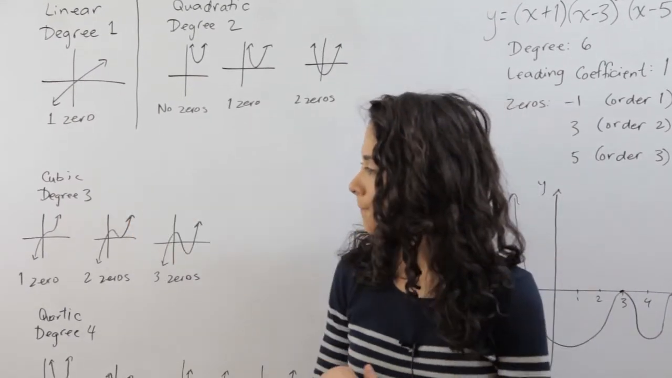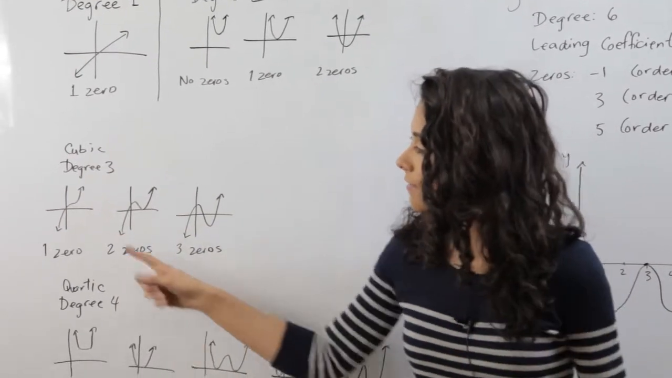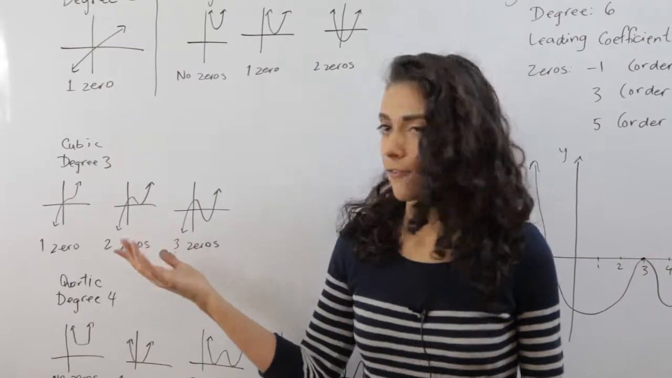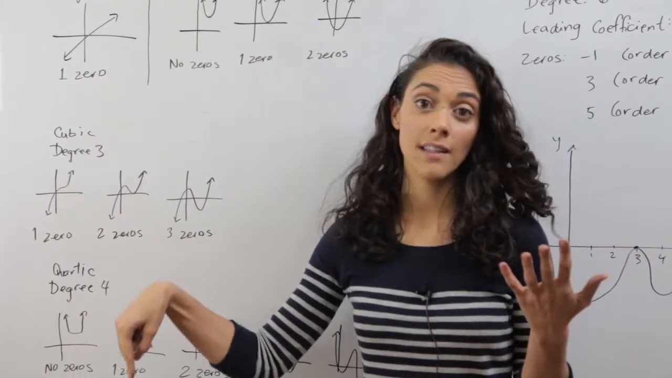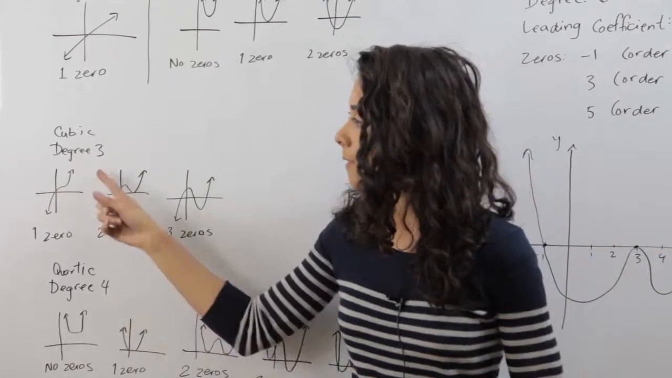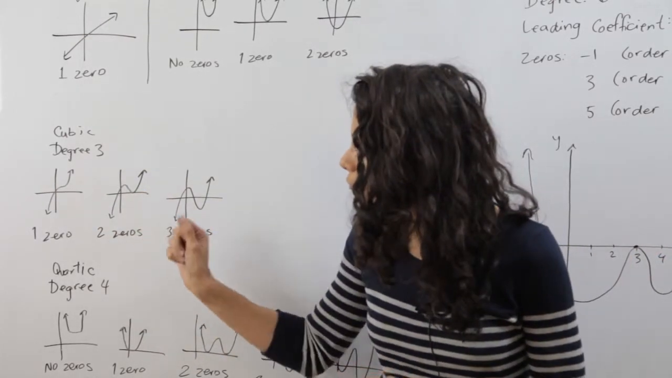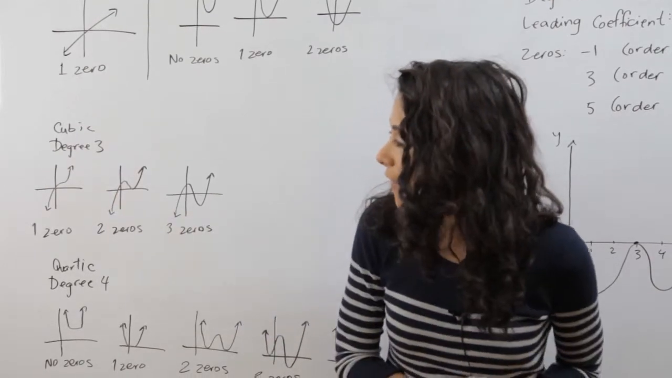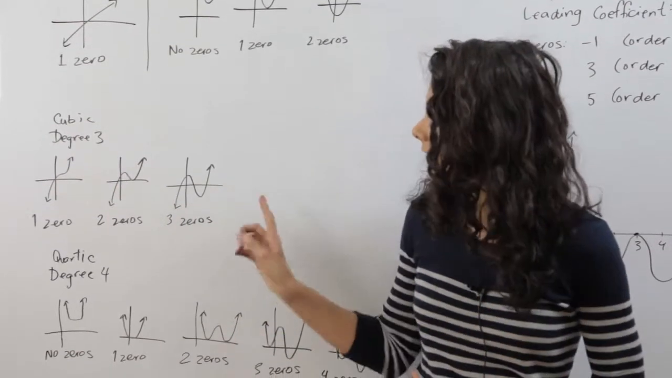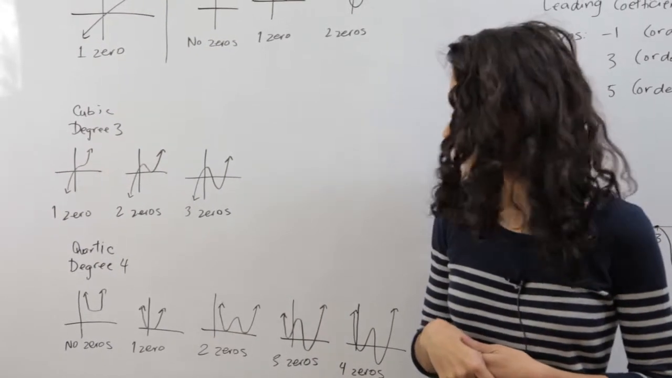A cubic function, it's impossible for a cubic function to have no zeros, because otherwise we couldn't get this end behavior. There's no way a graph could tend down to negative infinity and up to positive infinity and have no zeros. So the minimum number of zeros for a cubic is 1. We can also get 2, where one passes right through and the other one just bounces. Or we can get 3 zeros, where at each of the 3 zeros our graph just passes right through.